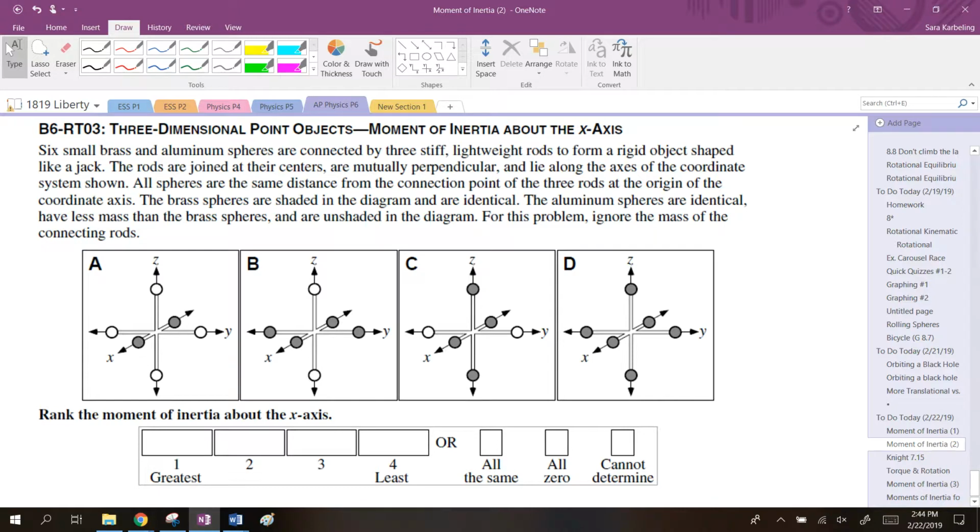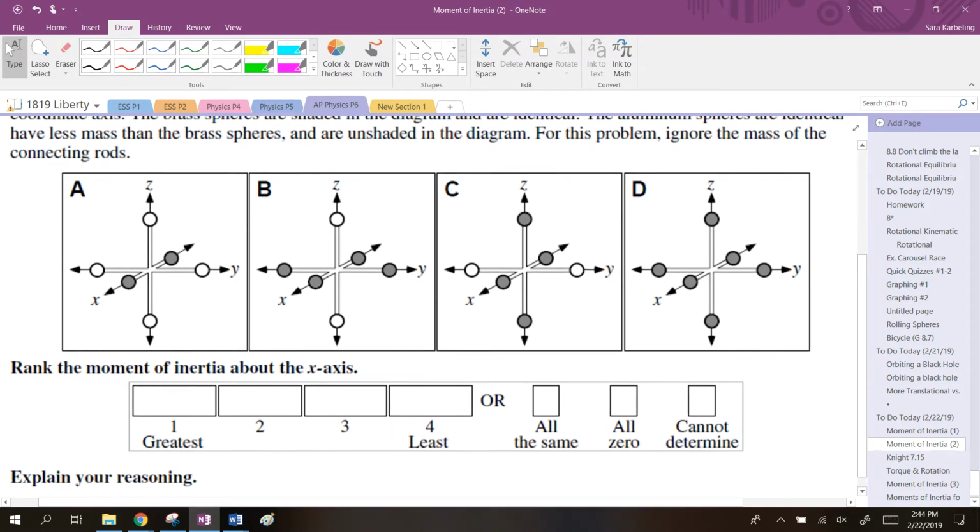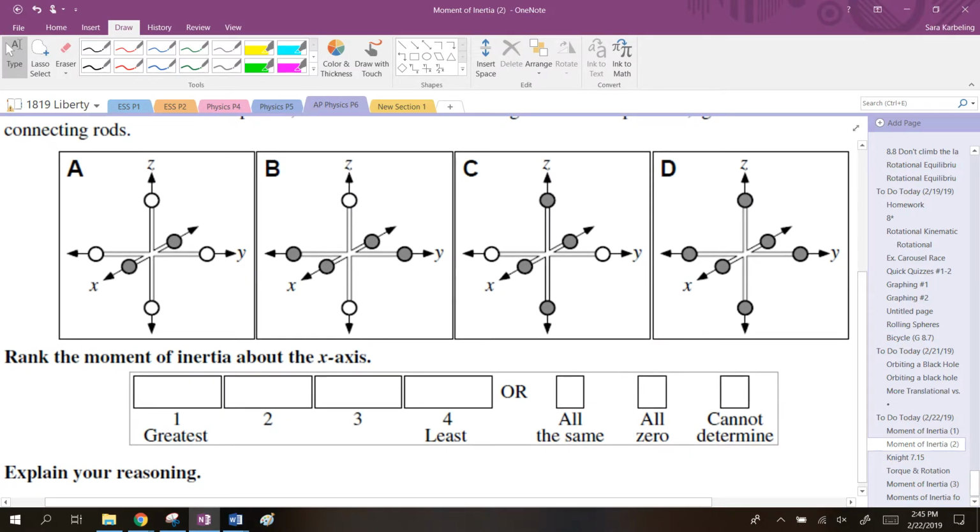Now, this says, rank the moment of inertia of each of these about the x-axis. So if I rotate it about this axis right here, we're going to rank the moment of inertia. This is going to be a thinker question, my friends. This is why in the last question I said let's just add them up, because in this one, we just add them up. This is the one I was excited to do.